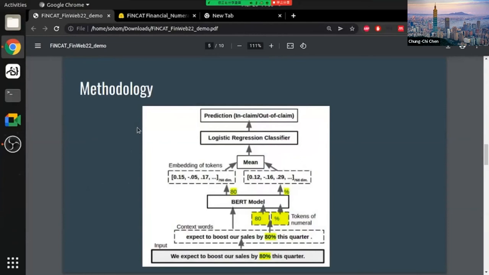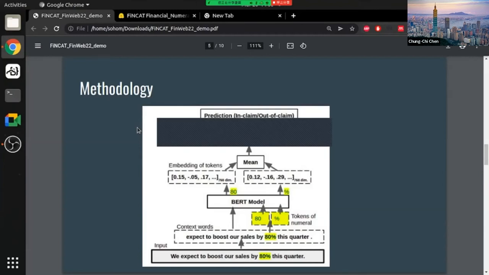Methodology. The tool looks for words in the input text which contain at least one digit. For each such numeral, we extract six words preceding and succeeding it. We refer to this as the context window. Given this context window, we calculate the average of the BERT embeddings of the constituent tokens present in the target numeral. Having the contextual embedding of the target numeral with 768 dimensions, we pass this embedding to a logistic regression model, and the prediction is whether the particular target numeral is in claim or out of claim.